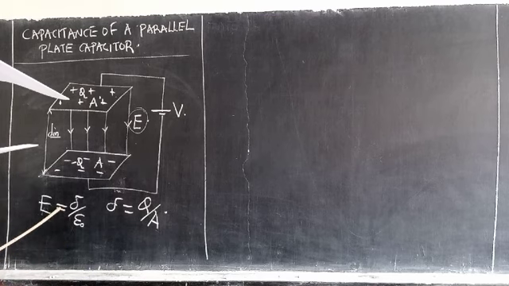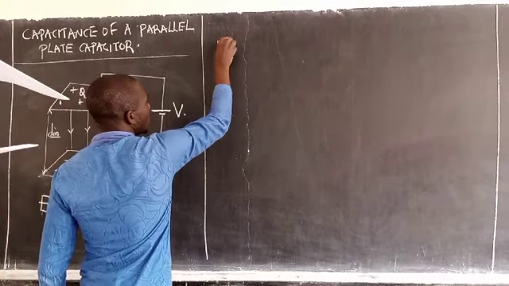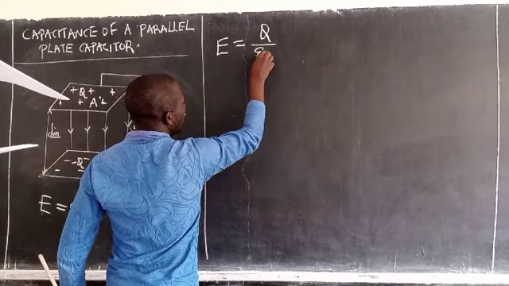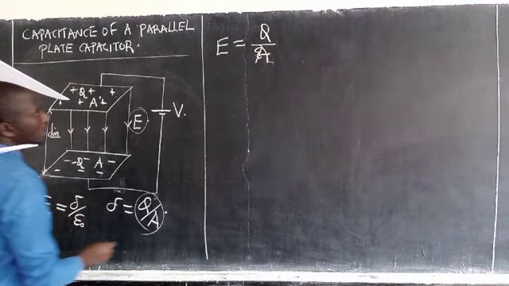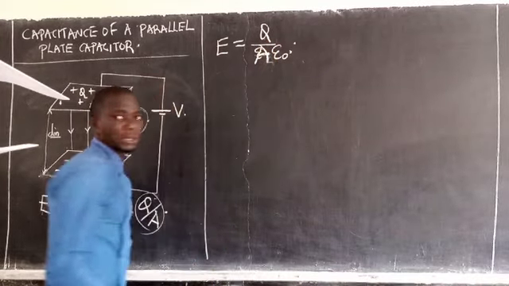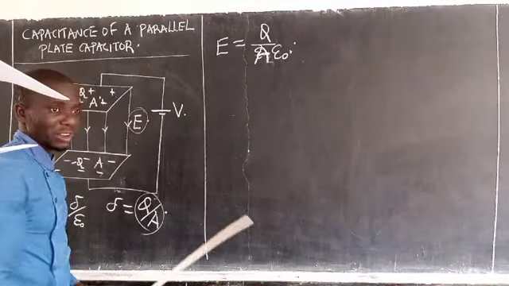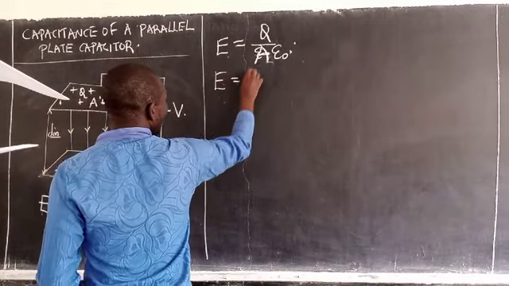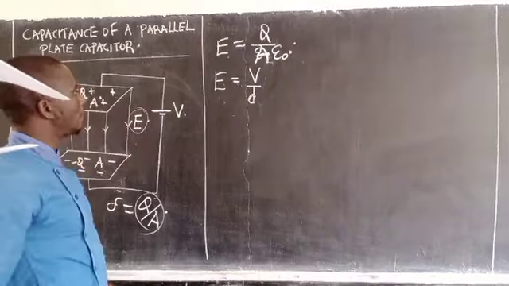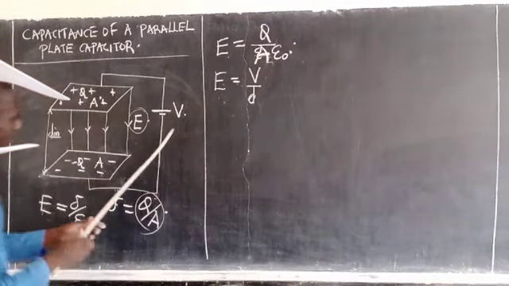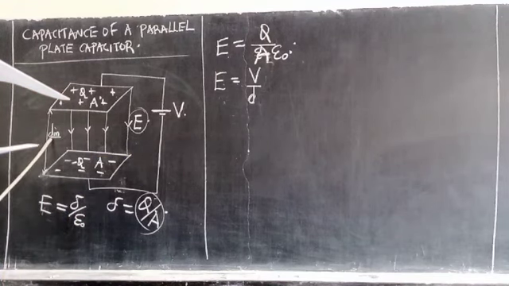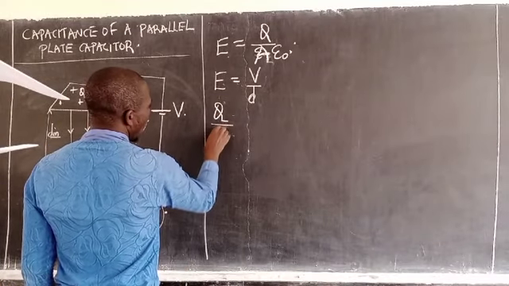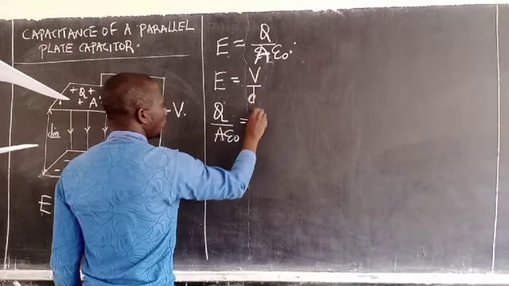If I substitute this here, I find the electric field intensity equals charge over area, divided by epsilon naught, so it becomes Q over A epsilon naught. Remember, we want the capacitance. We have also studied in electrostatics that the electric field intensity is equivalent to the potential gradient, which is the potential difference divided by the distance. If our potential difference is V and our distance is d meters, then E equals V over d. This shows that Q over A epsilon naught is equivalent to V over d.